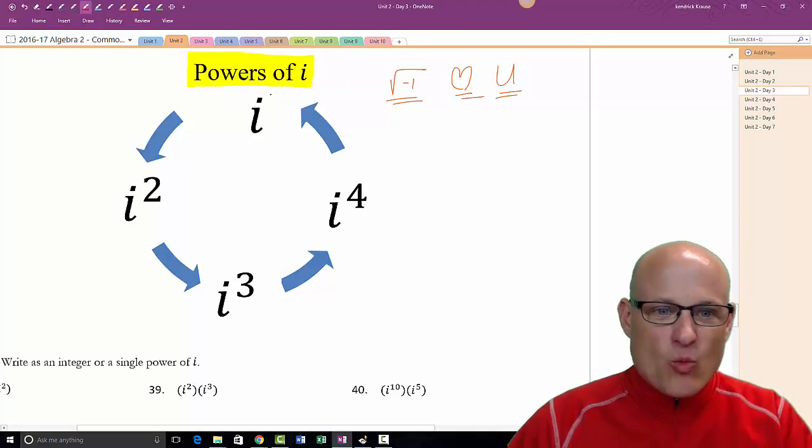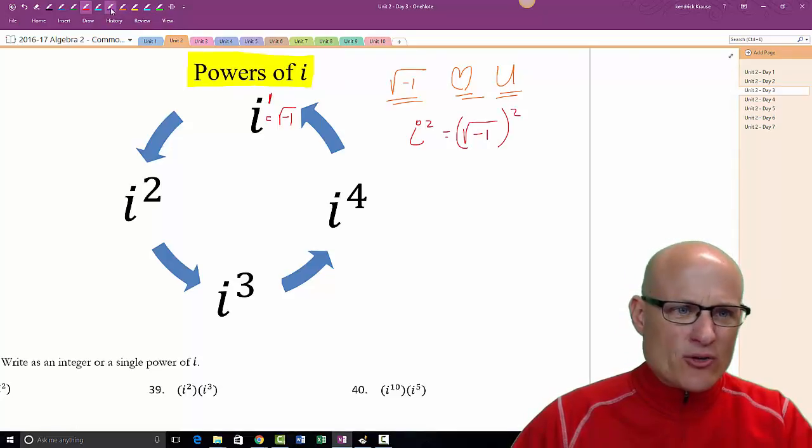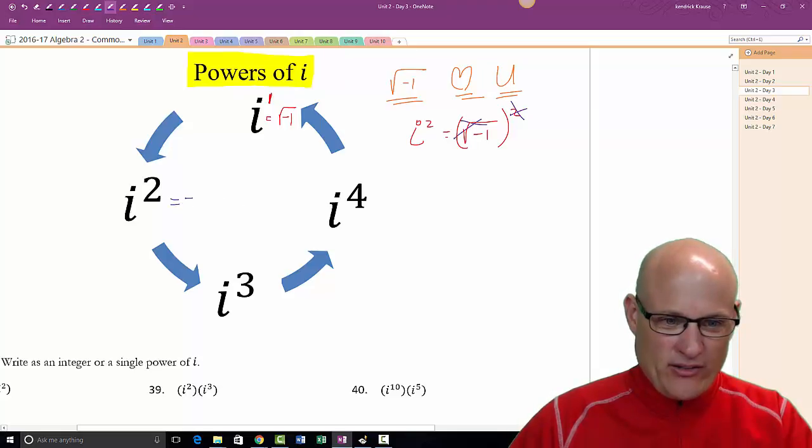Anyway, powers of i. This should say i to the 1 right here. i to the 1 is equal to the square root of negative 1. Well, then wouldn't i squared be equal to the square root of negative 1 squared? And didn't we just talk about earlier that a square and a square root cancel each other? So i squared is equal to negative 1.